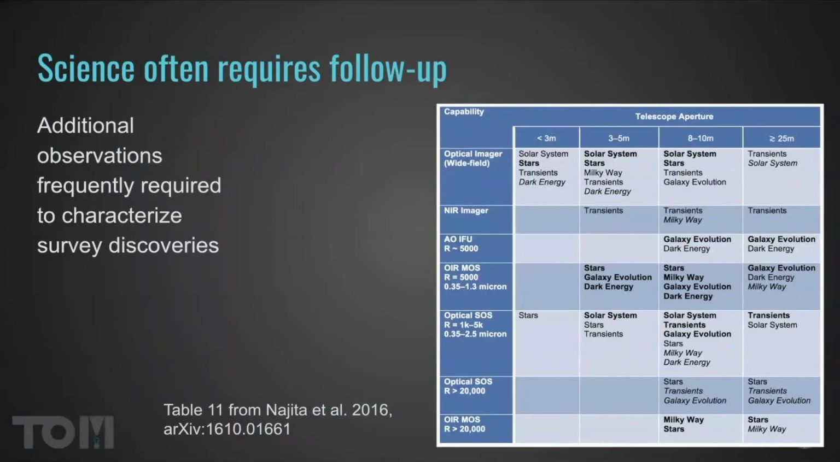Furthermore, for many areas of science, the survey discovery data alone isn't enough, and additional follow-up observations are needed in order to characterize each target. This was highlighted in 2016 by Najita et al. They conducted a study of the follow-up instrumentation that will be necessary to characterize a range of different targets detected by the Vera Rubin Observatory's Legacy Survey of Space and Time. As you can see from this table, almost all branches of astrophysics will require additional data from multiple different facilities in order to complete their science goals.